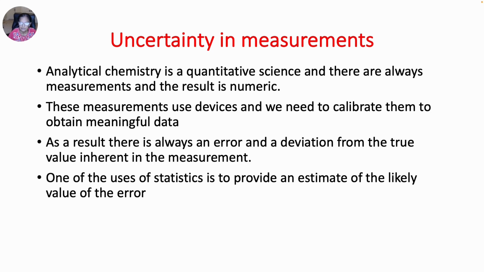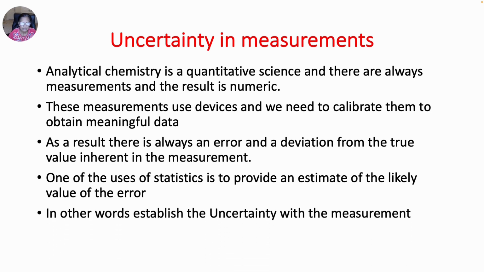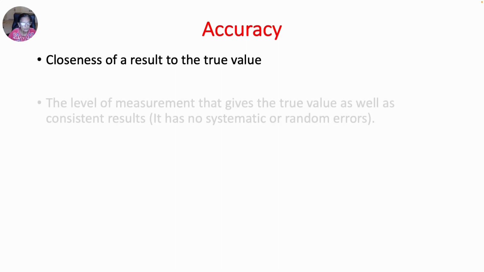One of the uses of statistics is to provide an estimate of the likely value of the error. In other words, we have to establish the uncertainty in the measurement. Let's see what is accuracy of a measurement. Accuracy is the closeness of a result to the true value.